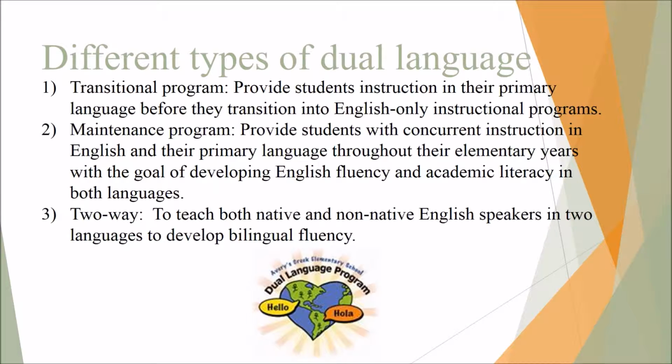Different types of dual language. Transitional program provides students instruction in their primary language before they transition into English-only instructional programs. Maintenance program provides students with concrete instruction in English and their primary language throughout their elementary years, with the goal of developing English fluency and academic literacy in both languages. Two-way teaches both native and non-native English speakers in two languages to develop bilingual fluency.